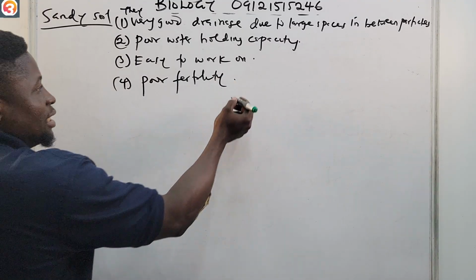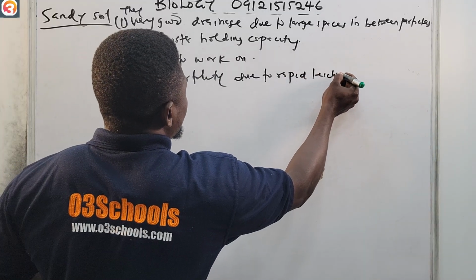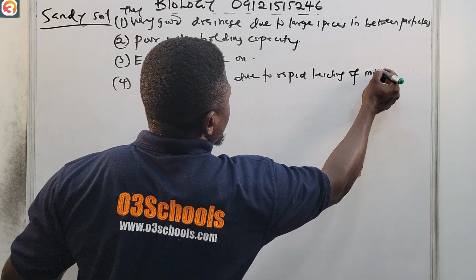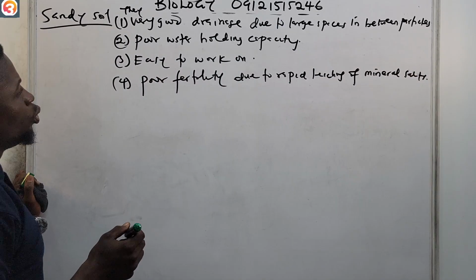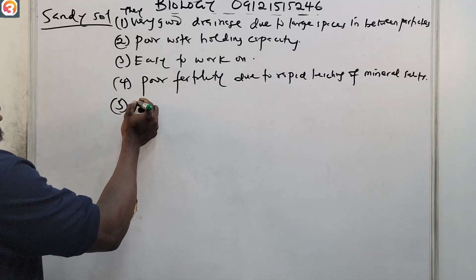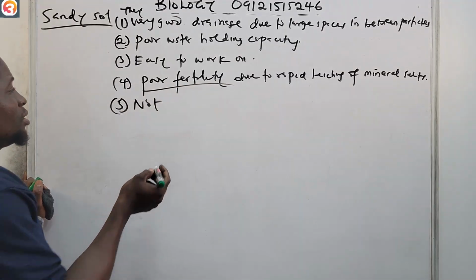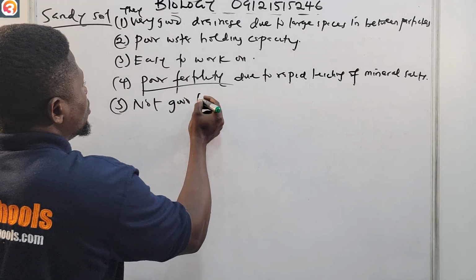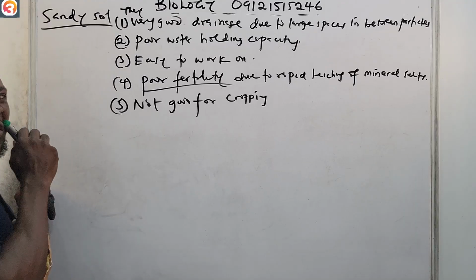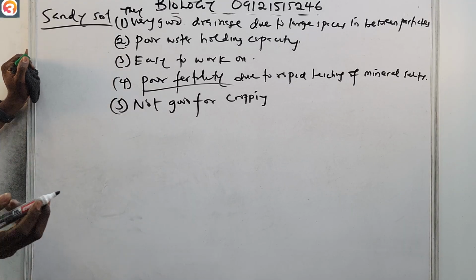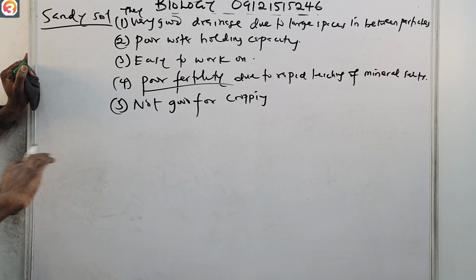leaching of mineral salt. Then also they are not good for cropping. Number five: they have poor fertility, so how would they be good for cropping? They are not good for cropping unless you fertilize them. If you fertilize, it may help a bit, but they are still not good for cropping.